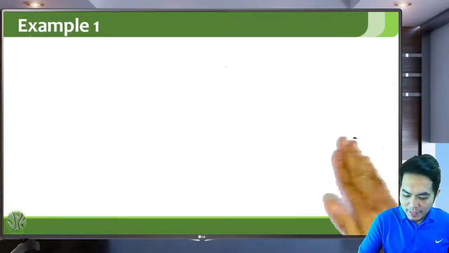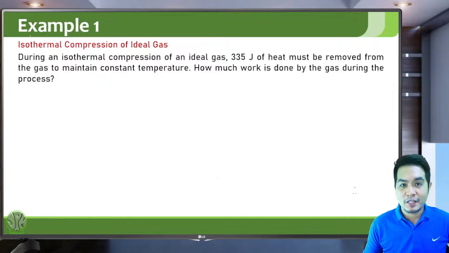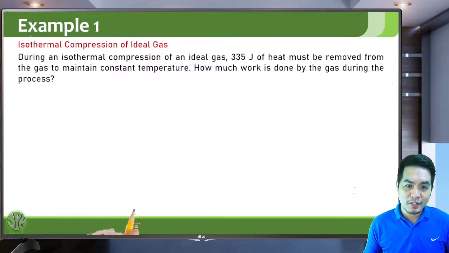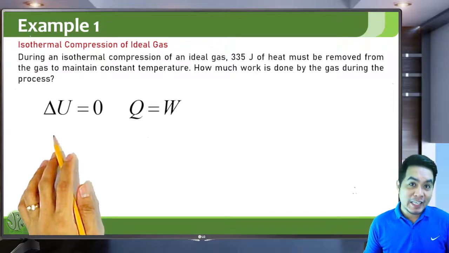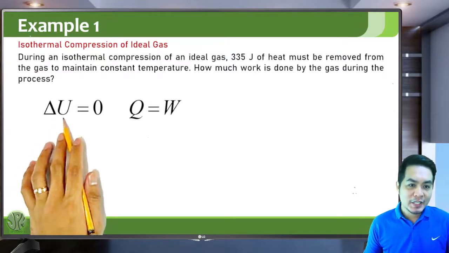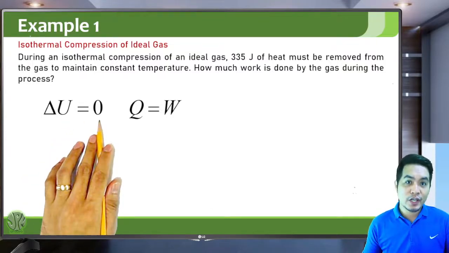Okay, let's now have an example. Isothermal compression of an ideal gas. During an isothermal compression of an ideal gas, 335 joules of heat must be removed. Removed means negative heat from the gas to maintain the constant temperature, since this is an isothermal process. So how much work is done by the gas during the process? Since this is an ideal gas, the change in internal energy is equal to 0, since there's a 0 change in temperature.